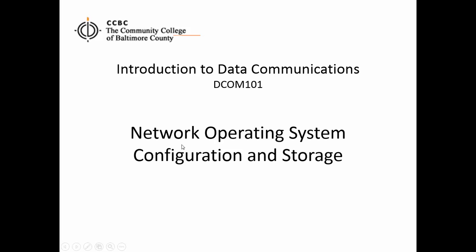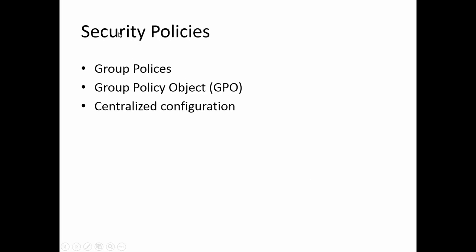In this section, we will discuss network operating system configuration and storage options. Let's start out by discussing security policies and group policies. A group policy is a configuration variable, and a group policy object is a configuration file which sits on the domain controller, but which can be used to configure every computer and every user in the organization.